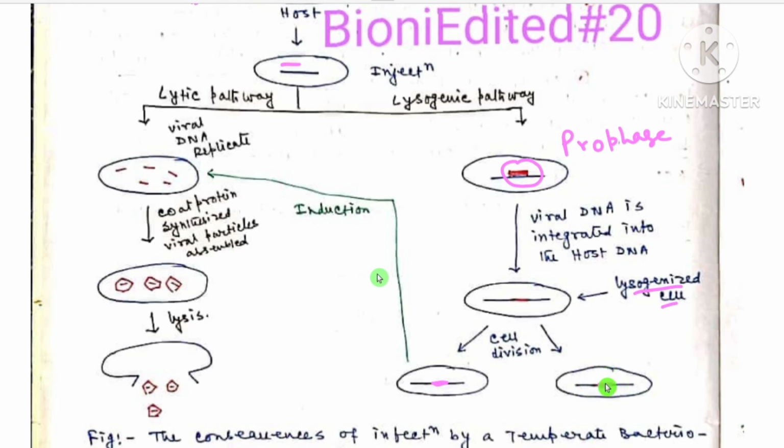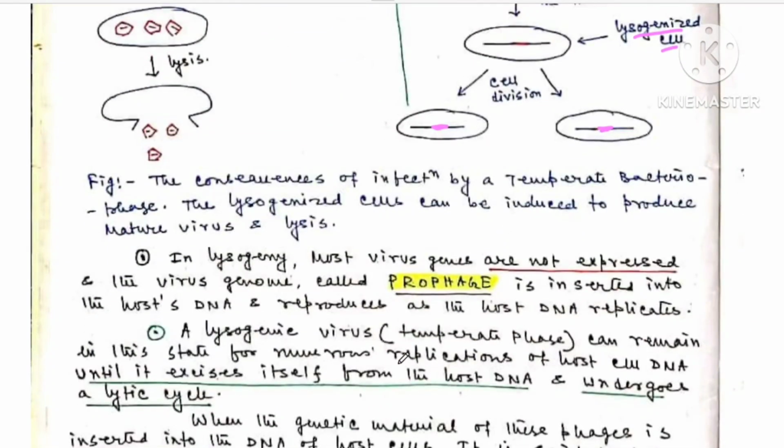Sometimes this viral DNA will be released from the prophage, and it will replicate inside the host cell and also hijack the protein synthesis machinery, and thus produce many coat proteins and other structural proteins inside the host cell. As a consequence of infection by a temperate bacteriophage, the lysogenized cell can be induced to produce the mature virus and lysis. In lysogeny, most virus genes are not expressed.